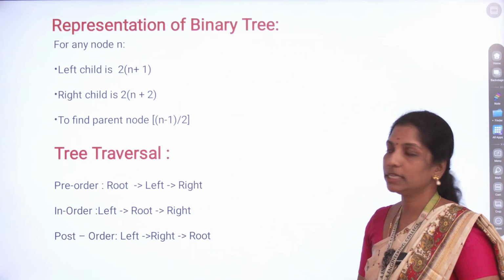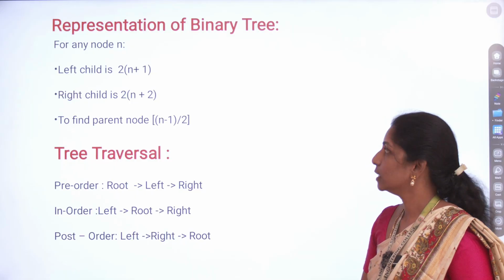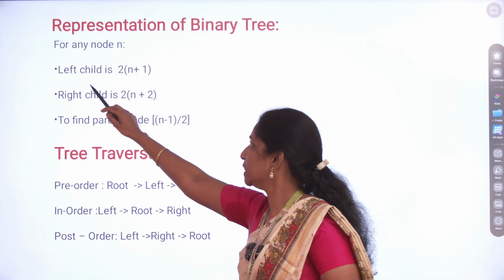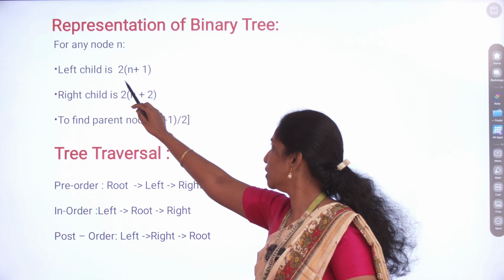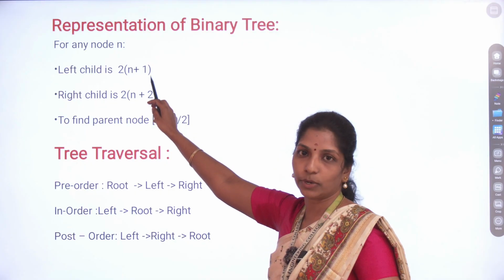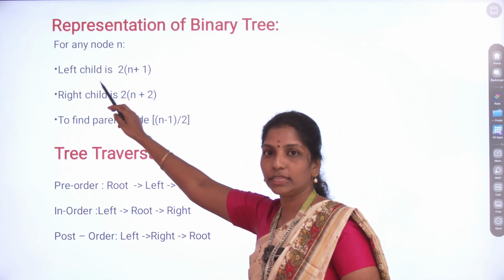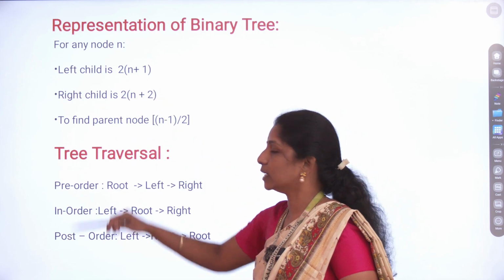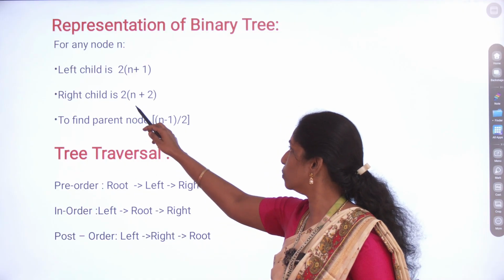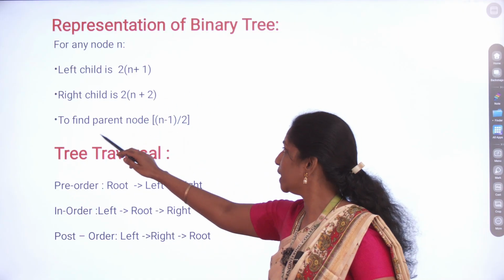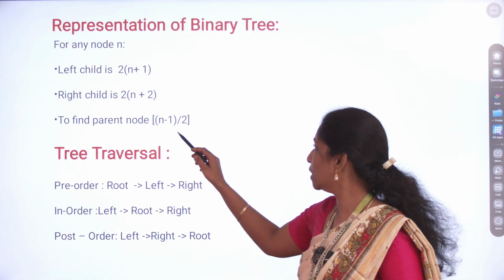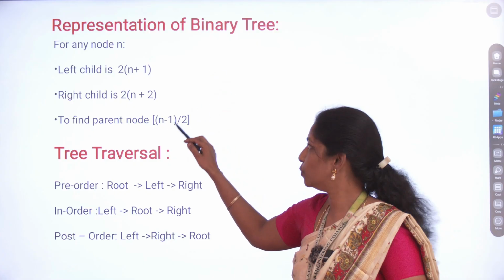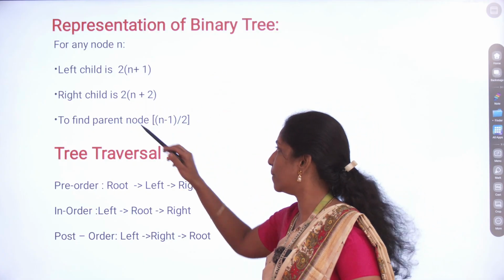Here we'll see representations of a binary tree. For any node n, to find the left child we follow the formula 2n + 1. Similarly, to find the right child, we use 2n + 2. And to find the parent node, we have the formula (n - 1) / 2. By applying these formulas, we can find the left child, right child, and also the parent node.